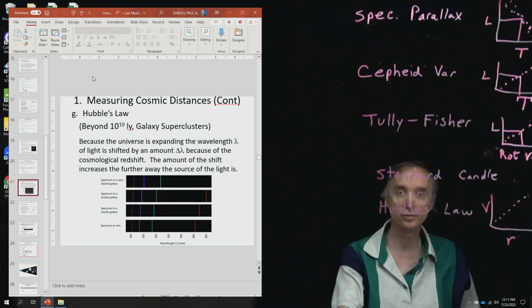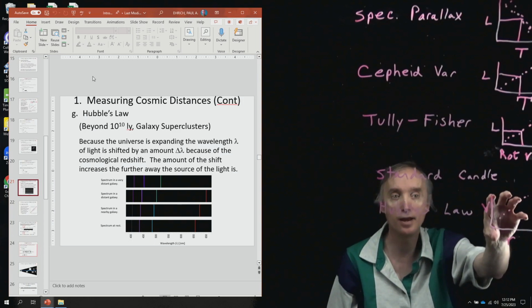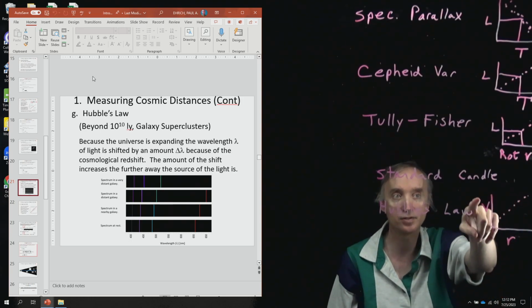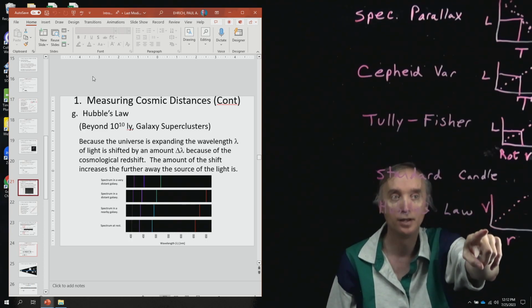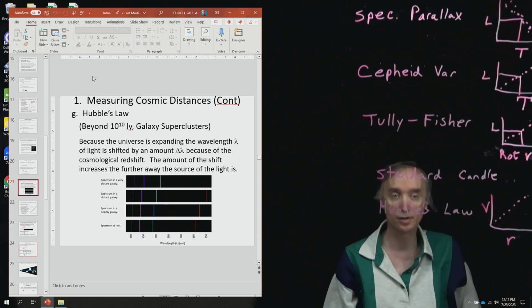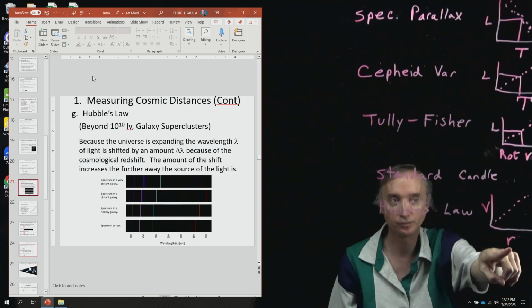And now we want to talk about our final method of measuring distances in the universe, and this is going to be using Hubble's law. And you'll notice that it has a graph that goes with it. But this one is kind of unusual. It doesn't have luminosity over here. It's got the speed at which a particular galaxy is moving away from us because of the expansion of space and time. And then over here is the distance.